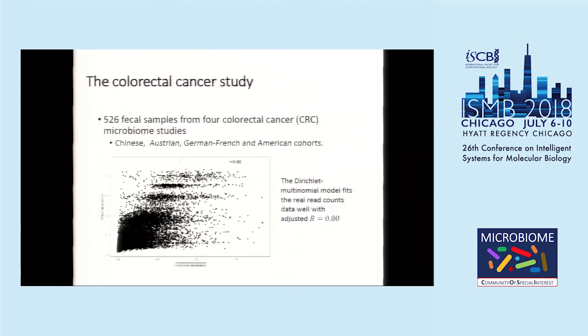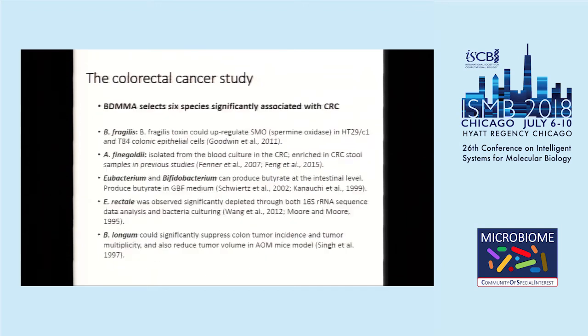Here we apply our method to the colorectal cancer studies mentioned before. We first test the goodness of fit. The correlation coefficient between the estimated value and the observed read counts is 0.8. So our model fits the real data well. And then our method identifies 6 species significantly associated with the cancer. All these species are supported by the literature.